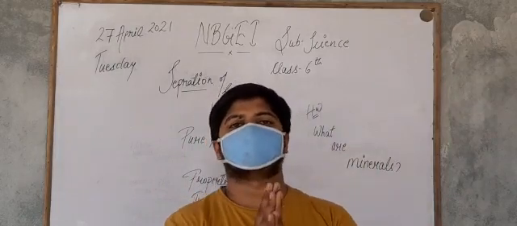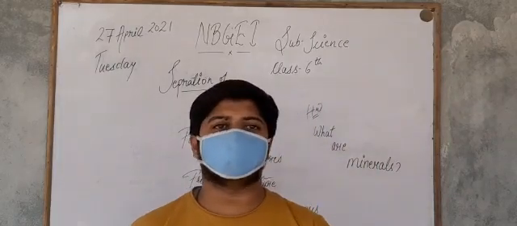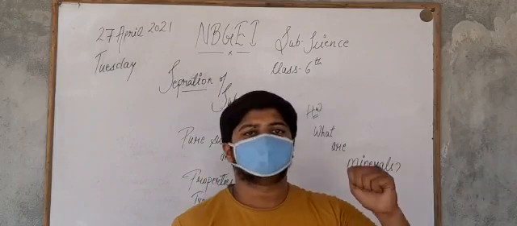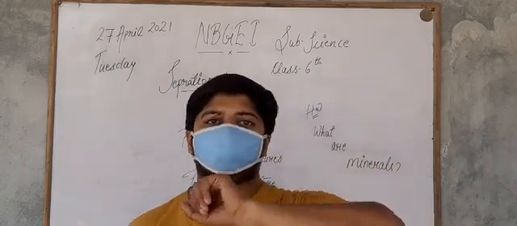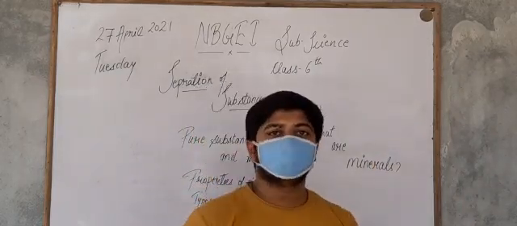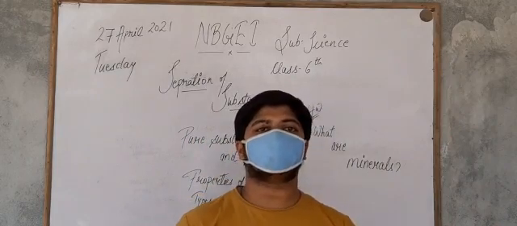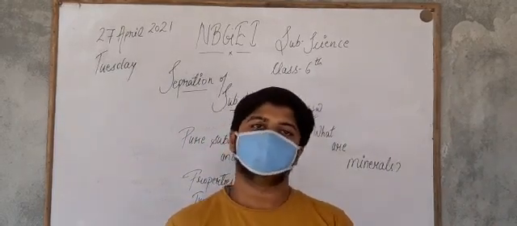For example, a mixture of sand and water is a heterogeneous mixture. A mixture of chalk powder in water is also a heterogeneous mixture.